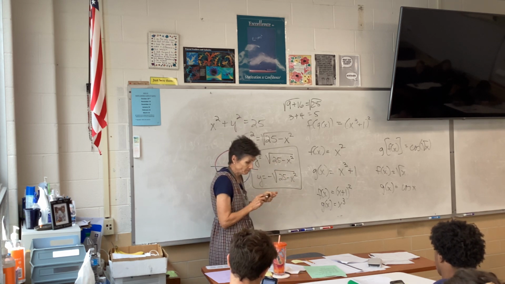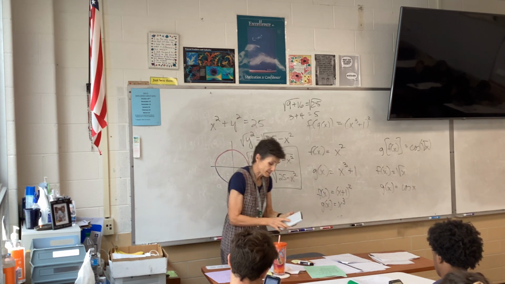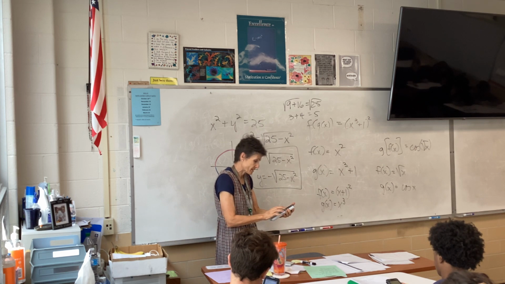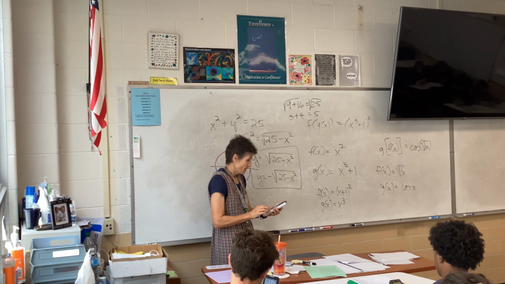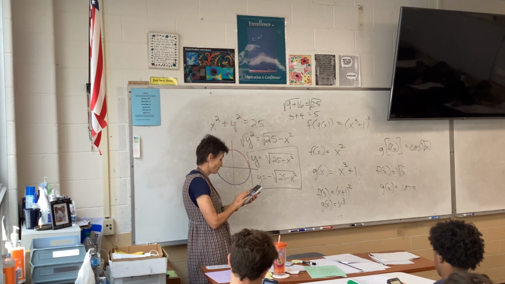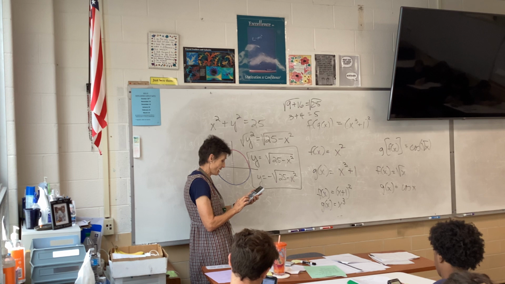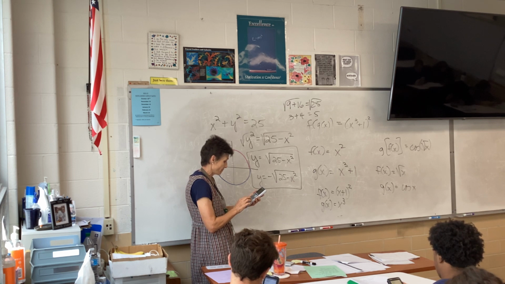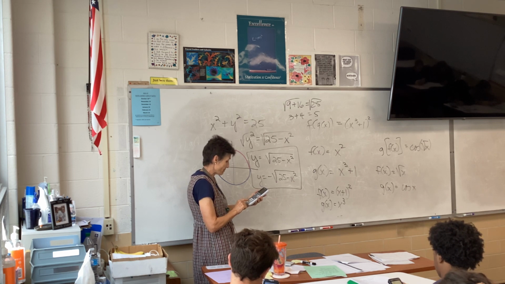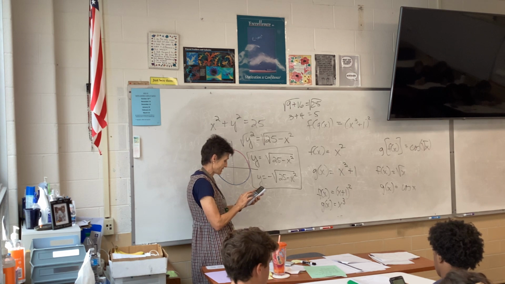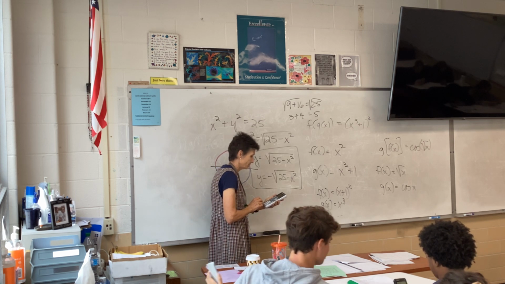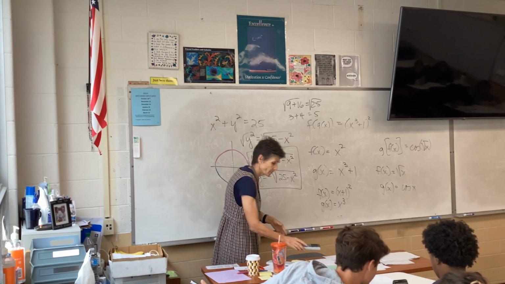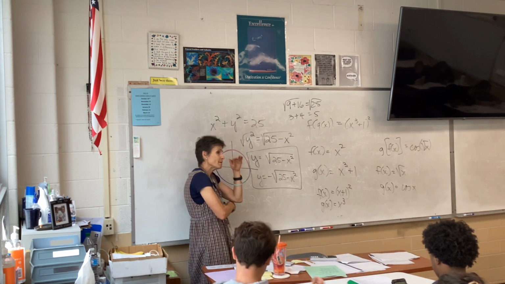Now, let's graph them. I'll just use a standard window, so I'll zoom 6 because I don't know what I've been doing on my calculator. And then I'll type in the square root of 25 minus x squared. And then I'll type negative square root 25 minus. Now, tell me what you see.